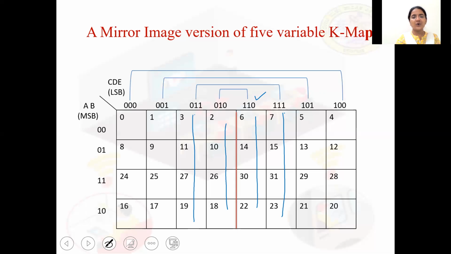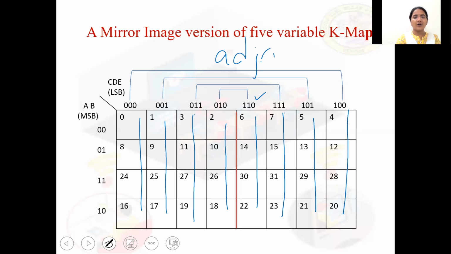So these two are adjacent, and these two columns 0 0 1 and 1 0 1, only one variable is changing, that is A is changing, other terms D bar E remain the same. In these two columns 0 0 0 and 1 0 0, only one variable is changing, other two bits remain the same. So in this way we are finding the adjacent columns in this 5 variable mirror image version K-map.